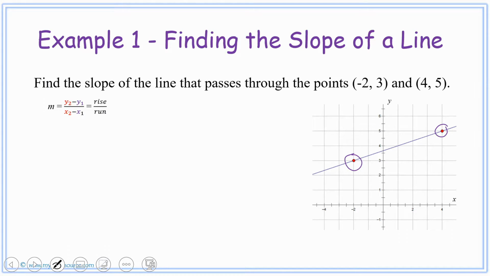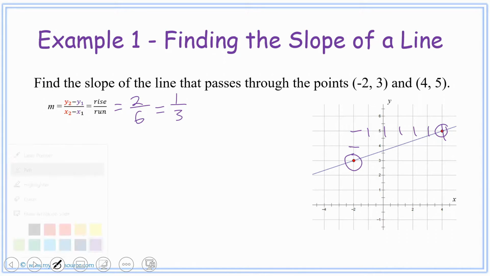And so if you see, if I count up vertically from this point, that's 1, 2. So my rise would be 2. And so my run would be to go in the opposite direction, to the right. And that would be 1, 2, 3, 4, 5, 6. And so it would be 2 over 6, which will reduce as a fraction to 1/3. All right, so that's just by looking at it and counting.